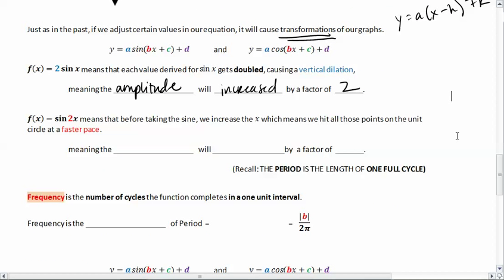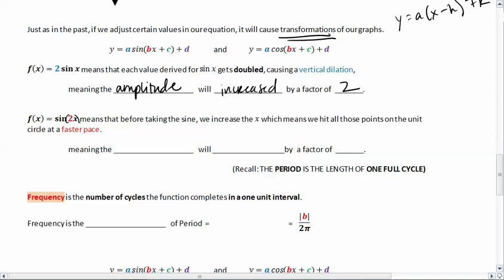A affects amplitude. f of x equals sine of 2x means that before we even bother taking that sine, instead of taking it of pi, now we're going to take it of 2 pi right off the bat. So we're going to increase that x value, which means we are going to hit all those points on our unit circle at a faster pace. So you plug in pi, you get an output of 2 pi. If you plug in pi over 2, you get an output of what happens at pi instead.